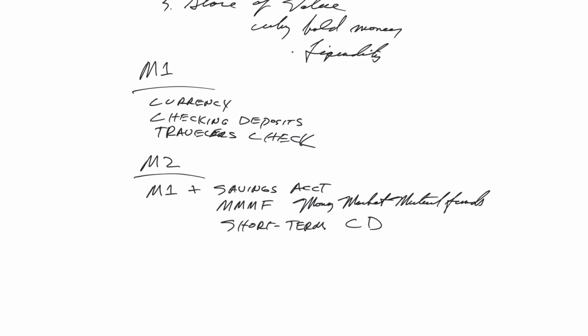So we pretty much have right here M1, the most liquid and focusing on medium of exchange. M2 includes M1, but adds savings accounts, money market mutual funds, short-term CDs. Okay.